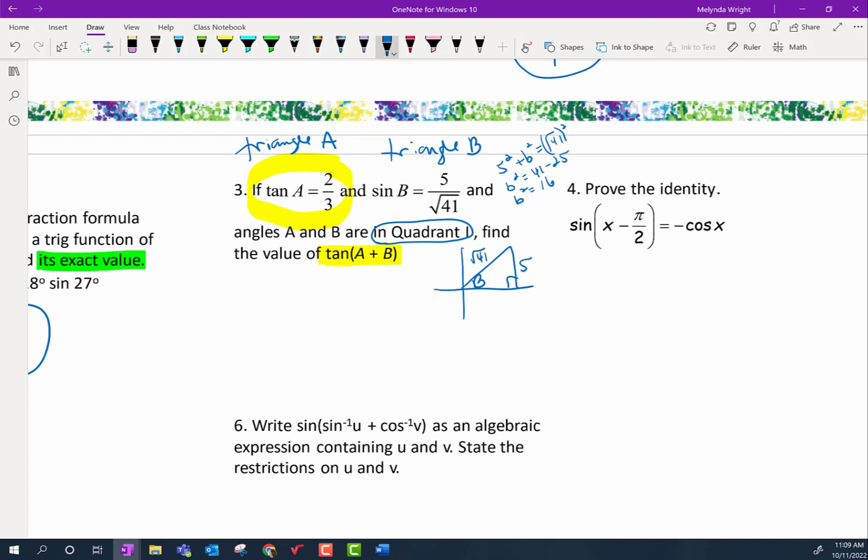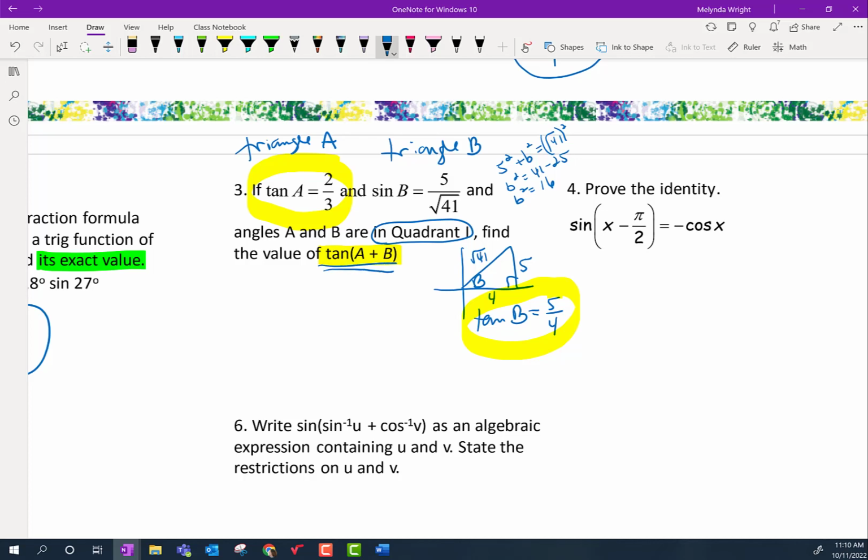So b squared is 16. Since this is on the positive x-axis, this is going to be a positive 4. All right, so tangent of angle B is opposite over adjacent. This is what I need from that triangle. I need tangent. Why am I so set on tangent? That's because this is what I'm trying to find.